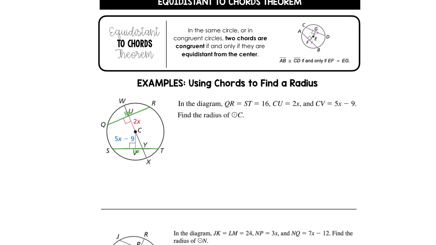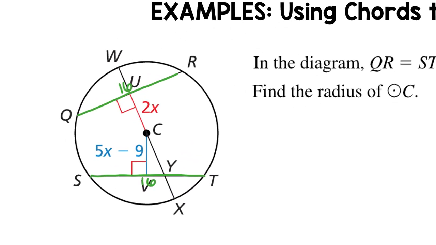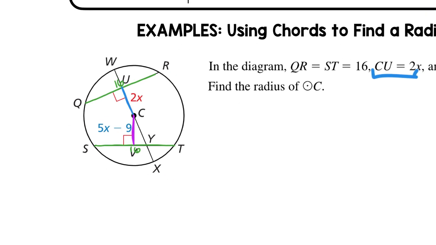It says CU is 2x, and CV is 5x minus 9. Okay, CU, they've already labeled that in the picture for us, right? 2x, and then CV is 5x minus 9. So they've already got those labels here for us in the picture. Okay, and it's asking us to find the radius of the circle.